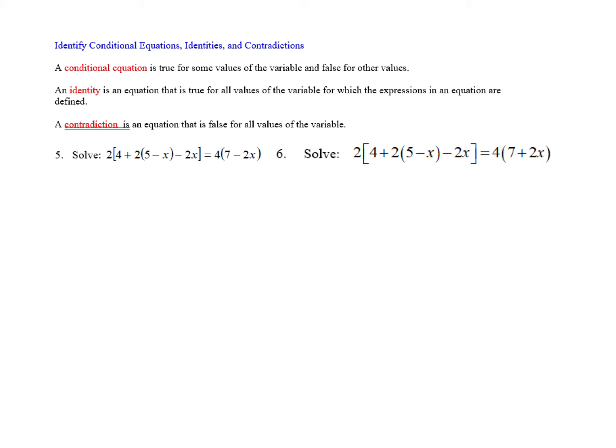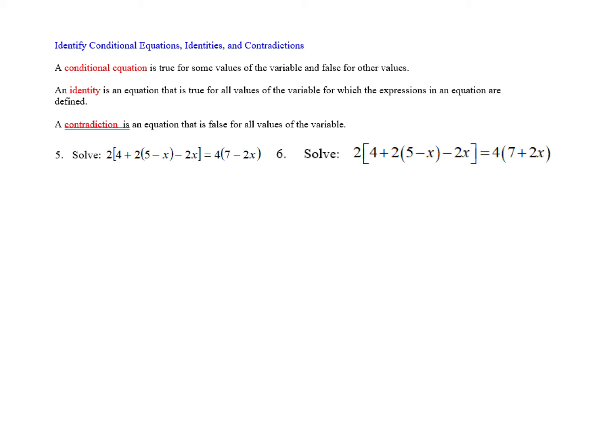So there are 3 types of equations we deal with. So far, we've only dealt with this first one, conditional equation. That means it's true for some values of the variable and false for others. You have a definite solution. There are 2 special cases. One is called the identity, and identity means that for all values of the variable, the equation's going to be true. In other words, no matter what I put in, I'm going to get a true statement out.